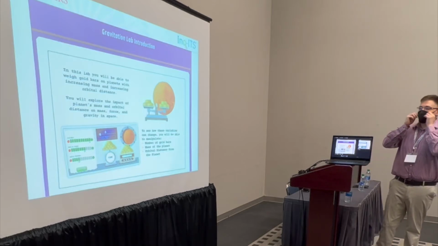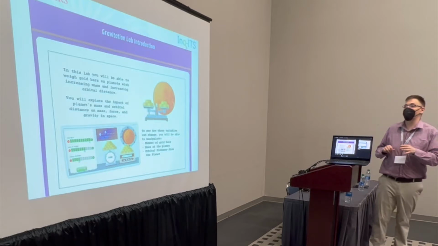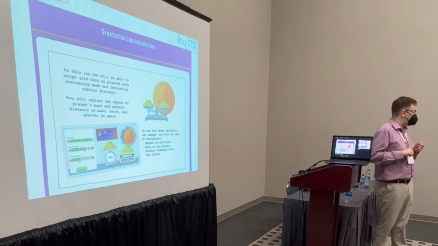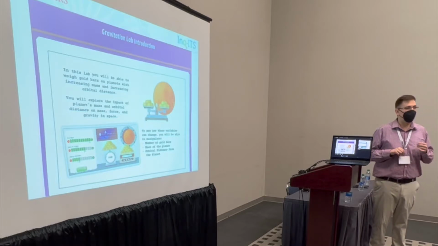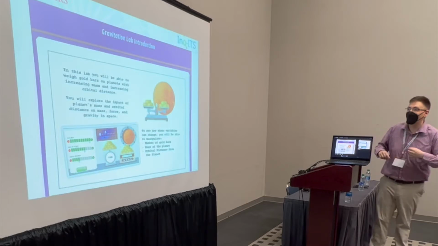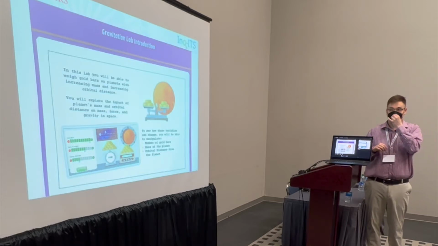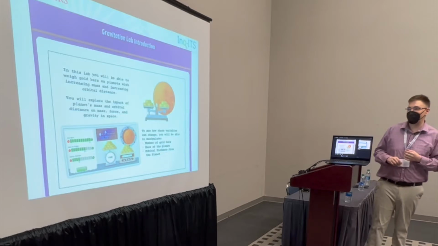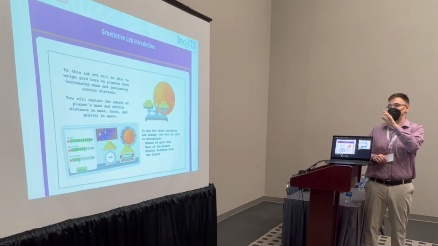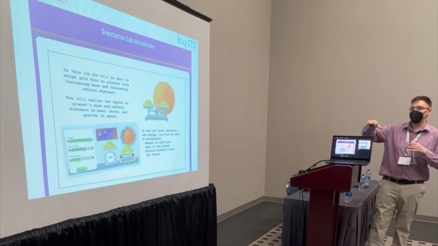Okay, so all of our labs have a similar look and feel, and they all start off with an introduction, and I'm going to have everybody walk through this with me. This one is on Newton's law of gravitation. This is about how the gravitational pull between objects, like two masses, attract each other, and what the gravitational force is. That F equals GMM over R squared, if you're familiar with that from high school. So in this lab, you'll be able to weigh gold bars on planets with increasing mass and increasing orbital distance. You're going to explore the impact of the planet's mass and orbital distance on the force of gravity in space. And to see how these variables change, you're going to be able to manipulate different variables in the simulation.